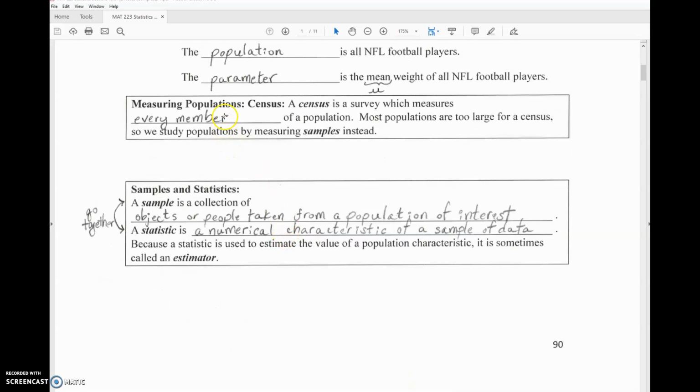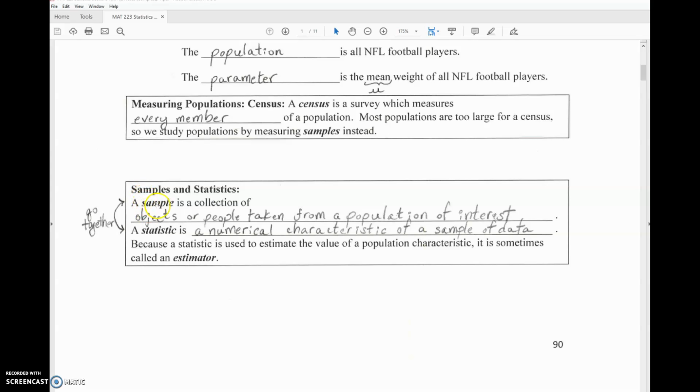All right, measuring populations. A census is how we measure a population. That's a survey which measures every member of a population. Now, most populations are too large for a census. They're not like all NFL football players, which is not that big. So we study populations by measuring samples instead. The sample won't measure the whole population, but we'll be able to make inferences from our sample about what is going on in the population.